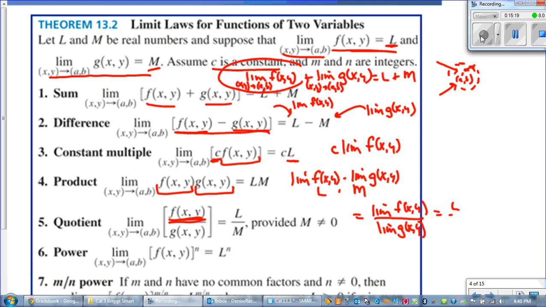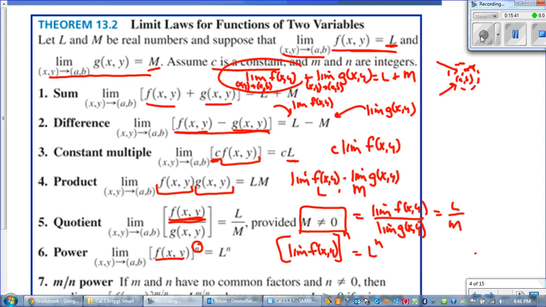So it'll be the L over the M. And that's only true, though, if that denominator does not have a limit of 0. The power rule says a limit of a function to a power is equivalent to taking the limit of the function and then raising that to the power. So there's where you get the L to the N.